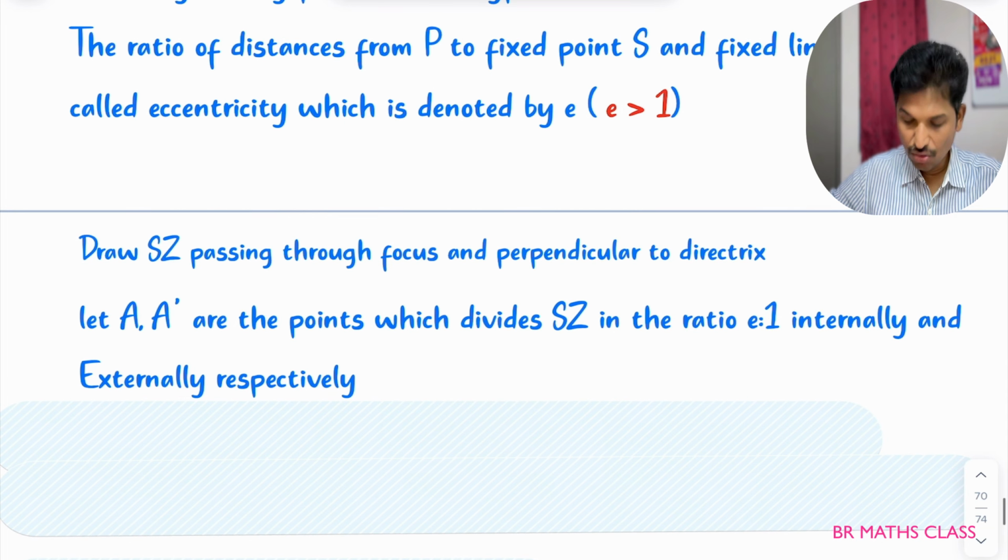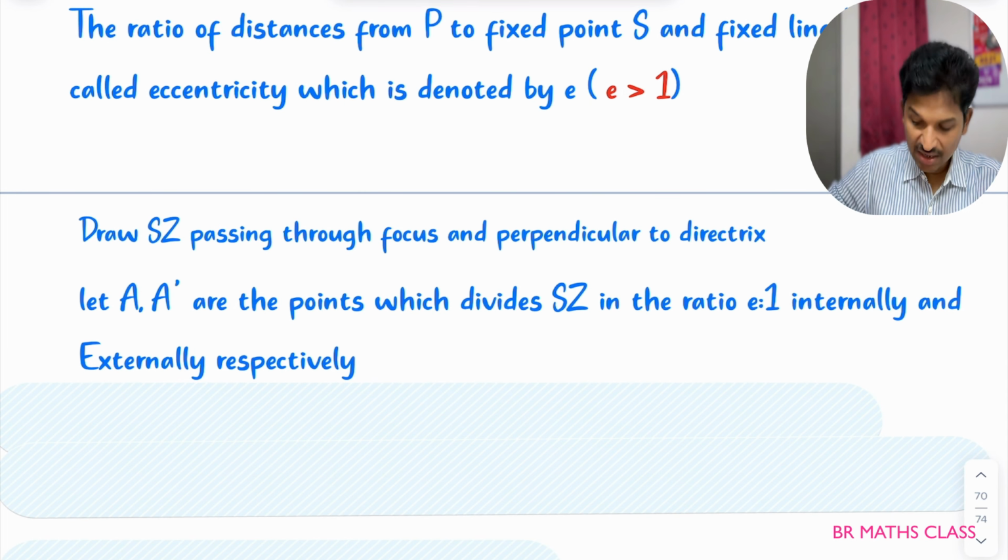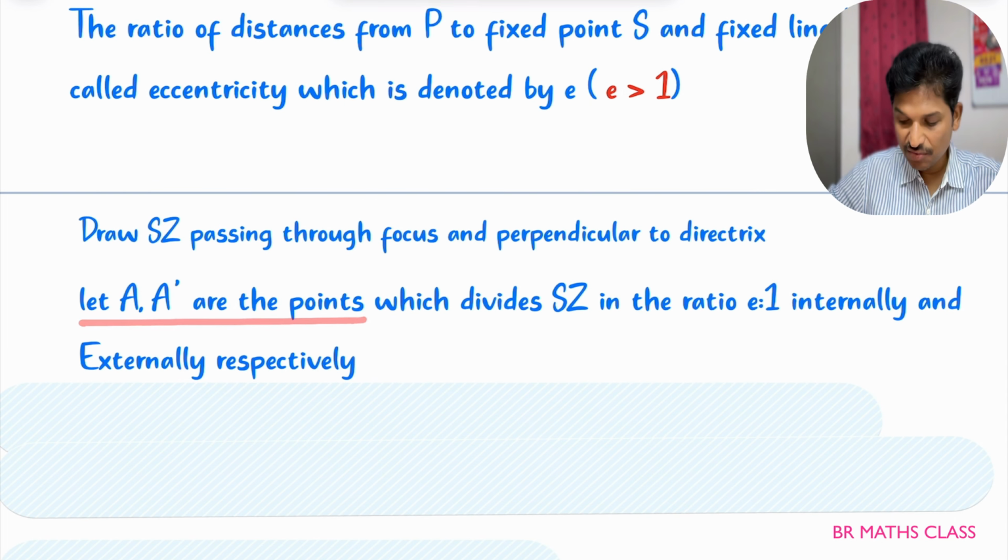Okay. So you observe here, the same point I have written. A and A dash are the points which divide SZ in the ratio E is to 1 internally and externally respectively. That means A divides SZ in the ratio E is to 1 internally. A dash divides SZ in the ratio E is to 1 externally.